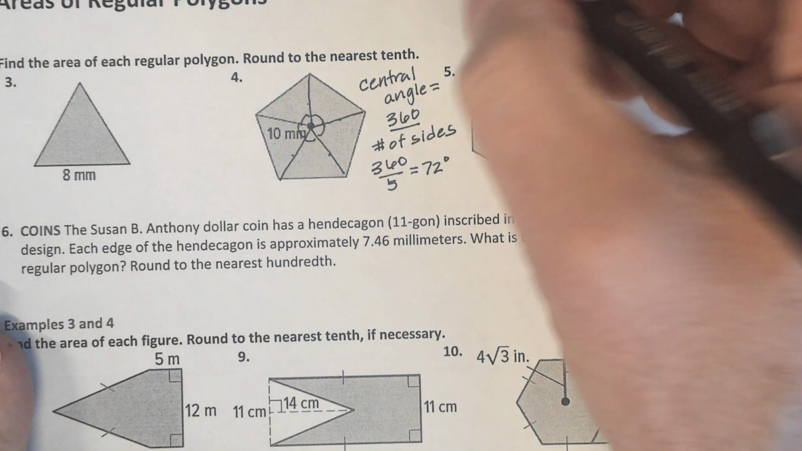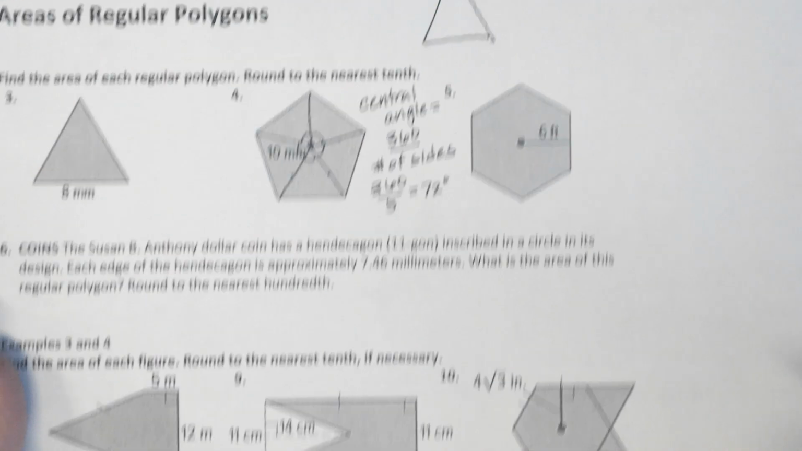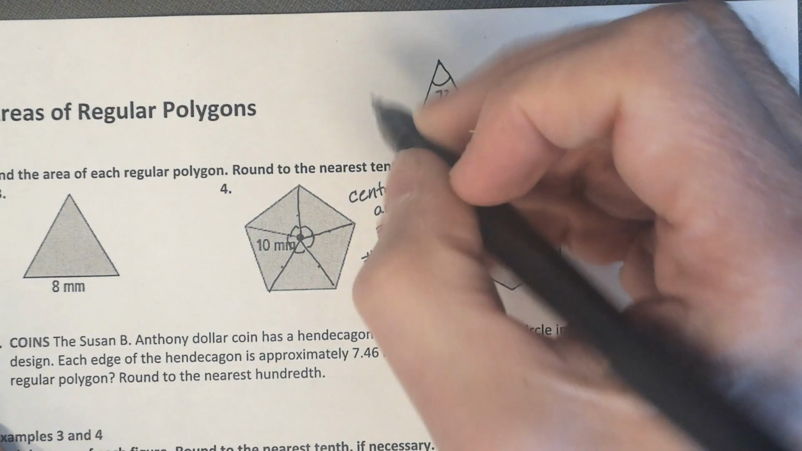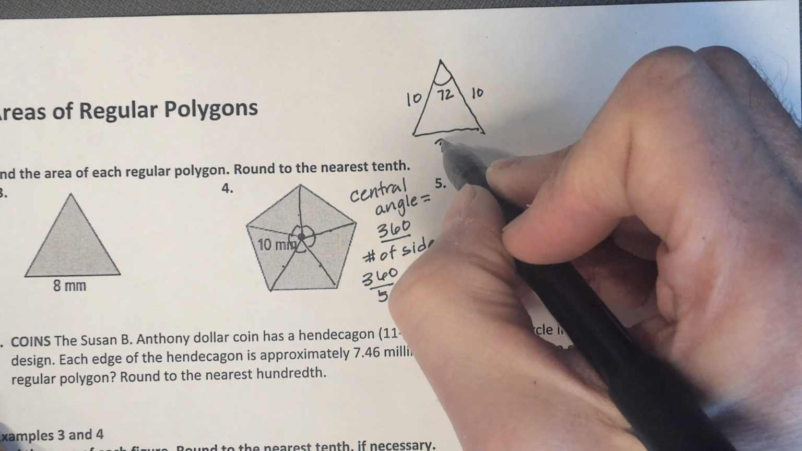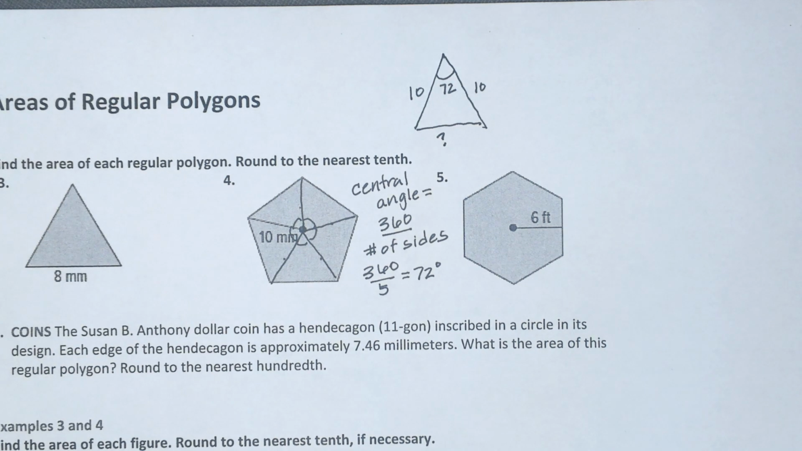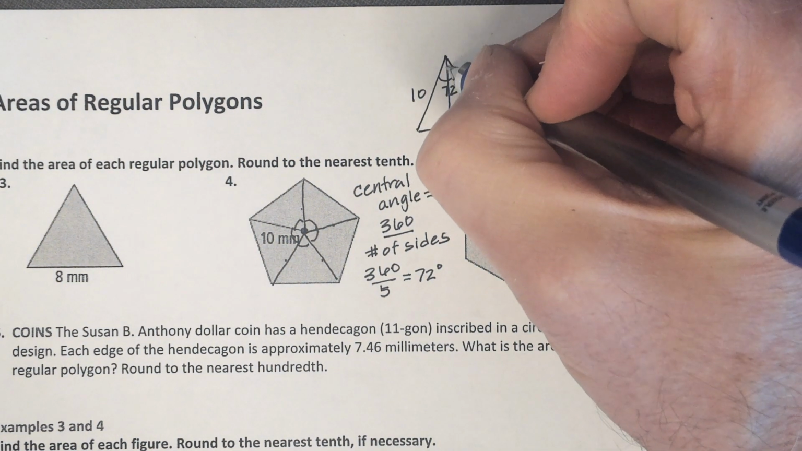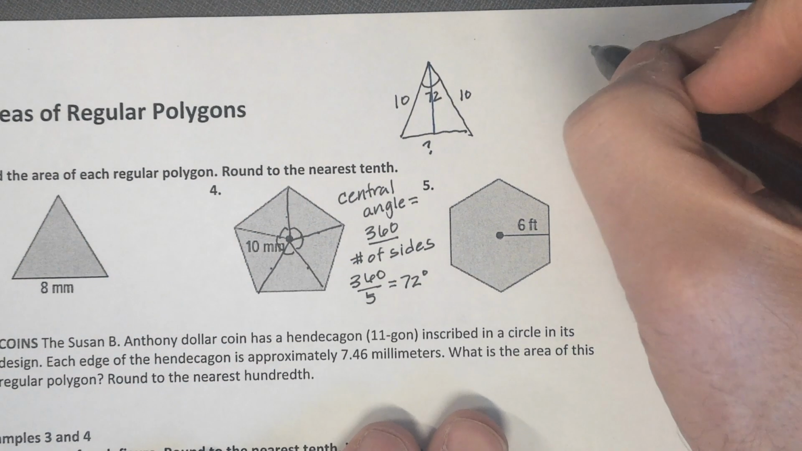But we now have 5 triangles that all look identical. For each one of those triangles, we know that we have a 72-degree angle, and we know that these 2 sides here are going to be 10. We have no idea what the base side, the bottom side, is, and we also don't know what the apothem is. The apothem is going to be this line right here, cutting through the middle. So we have 2 things that we need to find here, as opposed to the previous problem where they gave us the apothem.